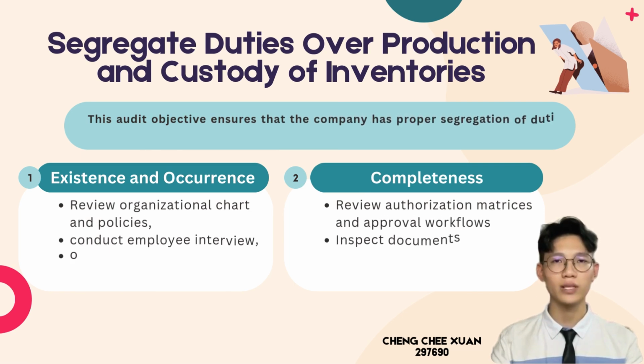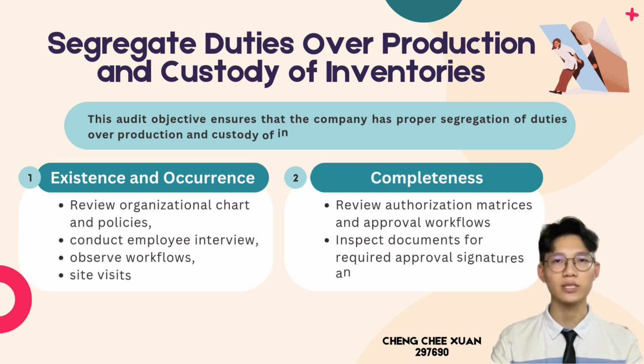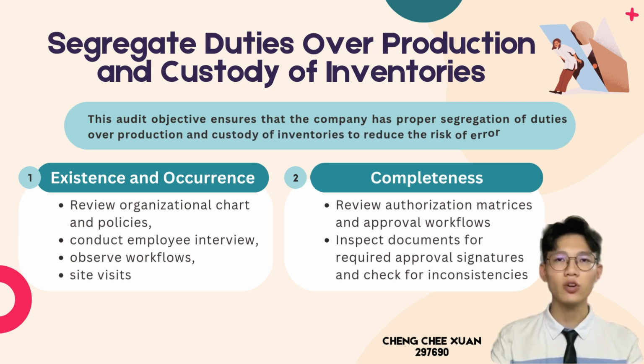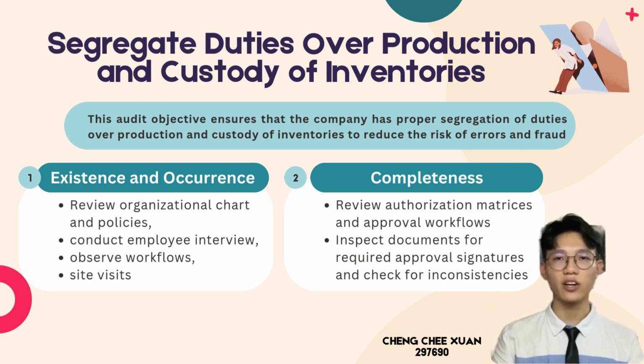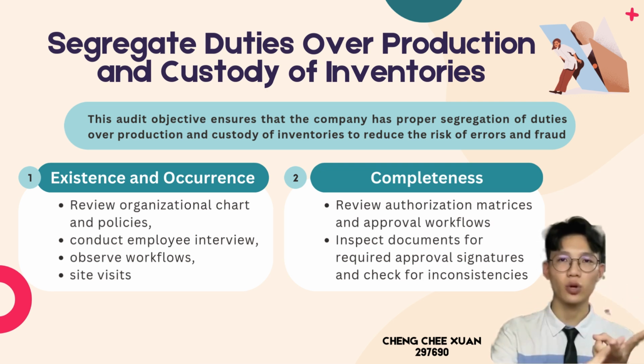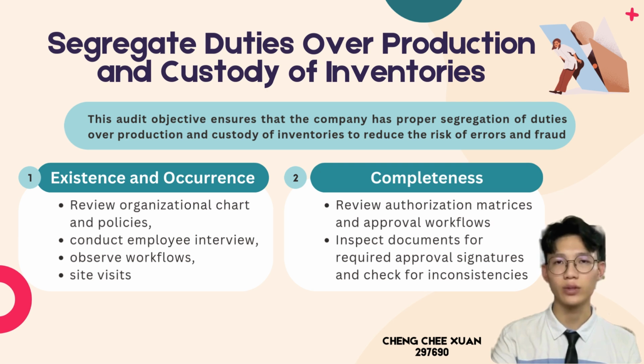Now I'll move on to discuss the audit objective related to segregation of duty. This audit objective ensures that the company has proper segregation of duty over the production and custody of inventory to reduce the risk of error and fraud, as we mentioned earlier. For existence and occurrence assertions, the auditor should review the organizational chart and policy, conduct employee interviews, observe the workflow, and also do a site visit to ensure that no single individual has control over multiple conflicting duties, such as production and inventory reconciliations. The second assertion is completeness.